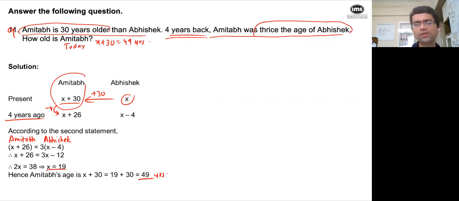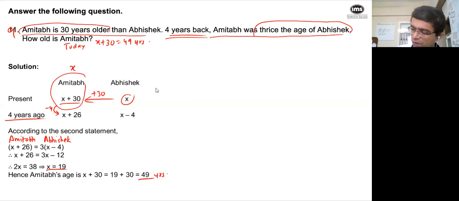Pushkaraj, Abhishek can be x minus 30 if you assume Amitabh to be x. So it depends on what you start with. No problem. But then the entire equation will change, though your answer will not change. If you assume Amitabh as x, Abhishek will become x minus 30. Then 4 years ago, Amitabh will change to x minus 4. The ratio will remain the same. The answer will not change, just the expression will change.